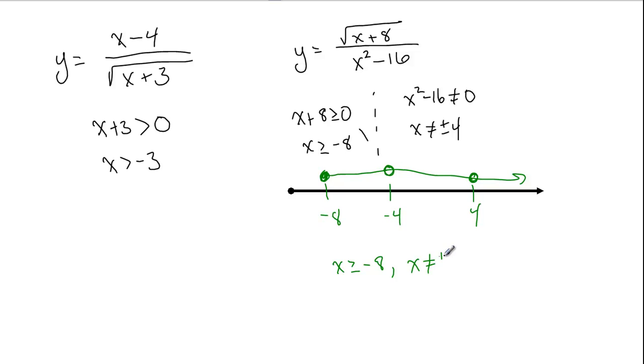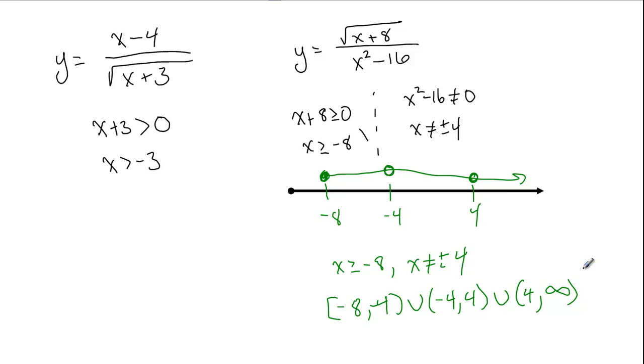You just write both parts of the domain we found before. Now if you're writing this with interval notation, you say negative 8, comma negative 4, or negative 4, comma 4, or 4, comma infinity. You have to be very careful as you're writing that.